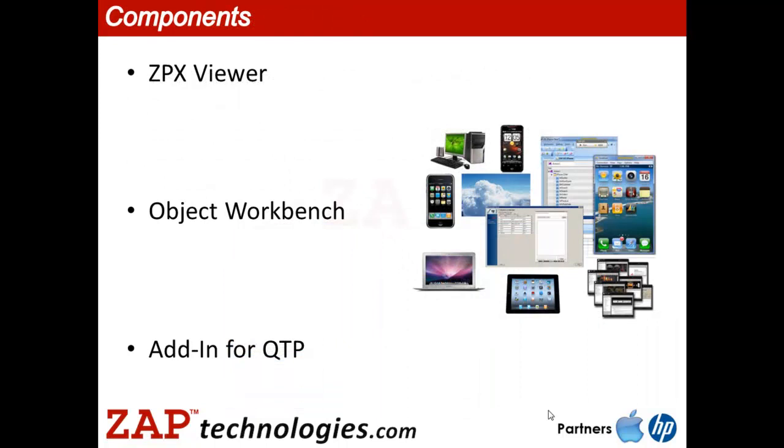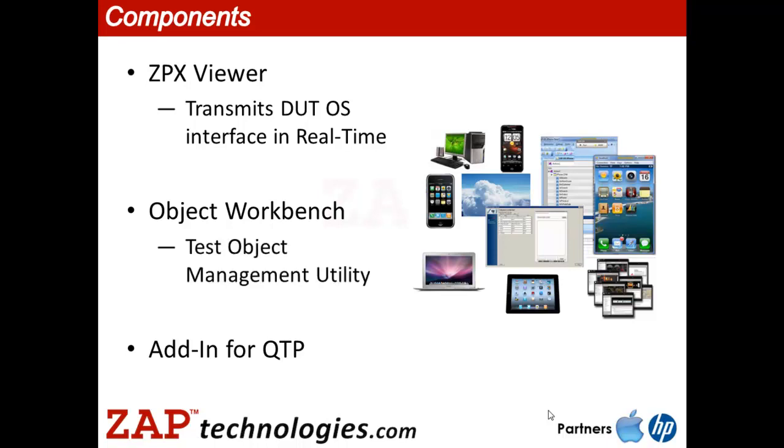What components comprise ZAP-fix? ZAP-fix is based on three main components: the ZAP-fix viewer, the object workbench, and the add-in for QTP. The ZAP-fix viewer transmits the device under test operating system interface in real time. The object workbench offers test object management. And the add-in for QTP enables integration with HP Quick Test Professional and the ZAP-fix viewer that transmits the interface in real time.